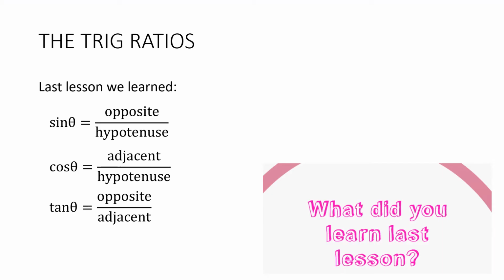So last lesson we learnt about the trig ratios and we learnt that sine theta is defined as the opposite side over the hypotenuse, cos theta is defined as the adjacent side over the hypotenuse, and tan theta is defined as the opposite side over the adjacent side.